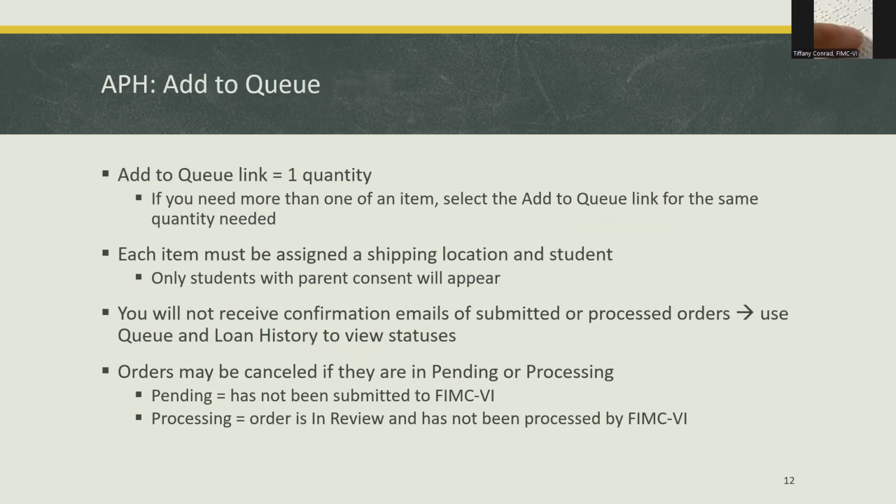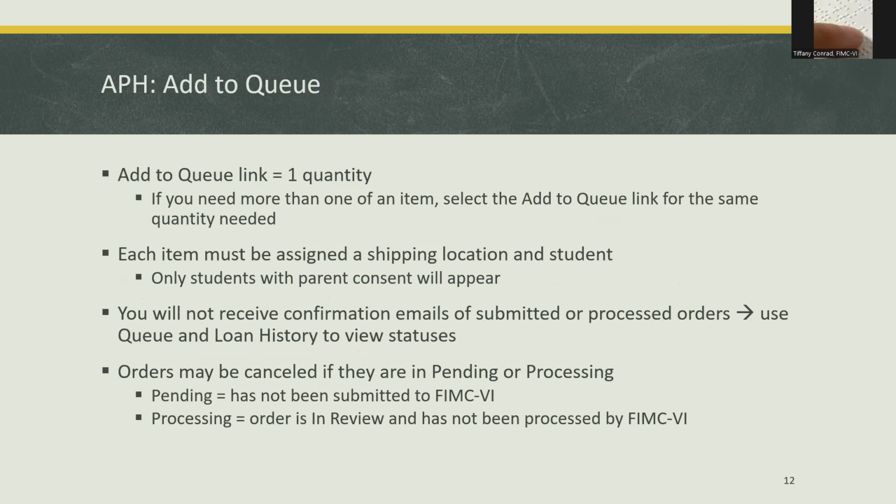All right, so then when you're in the portal, when you're looking at the list of products, there's going to be add to queue links. And if you've ordered textbooks, this is very similar. It's the same concept. Just a reminder, where you see the add to queue link, when you click on it, you are adding one quantity to your cart.